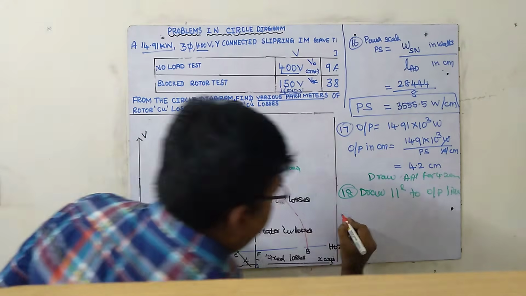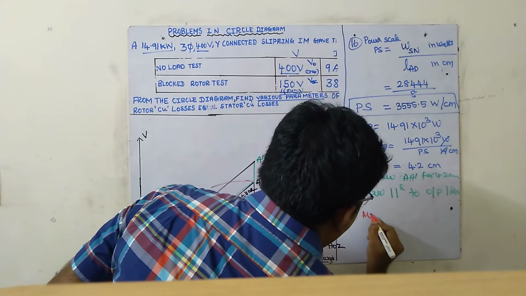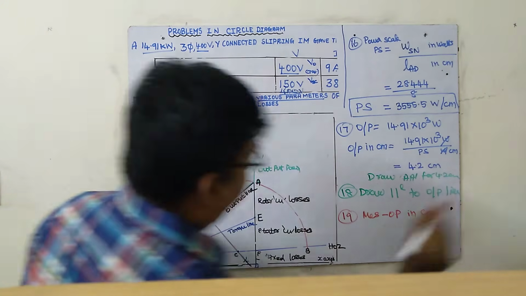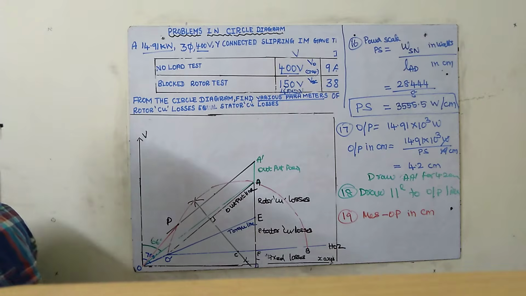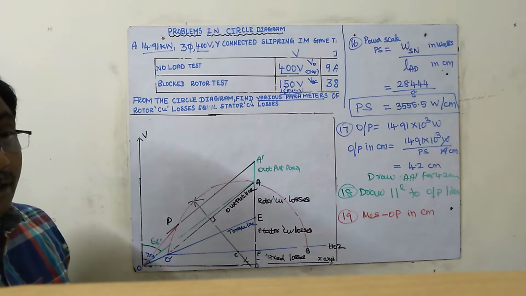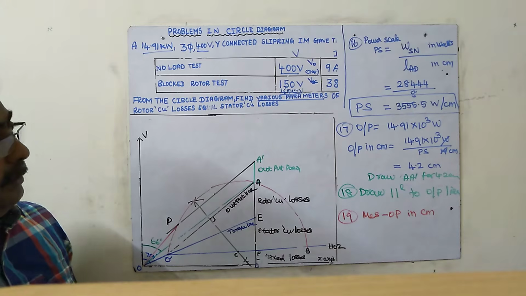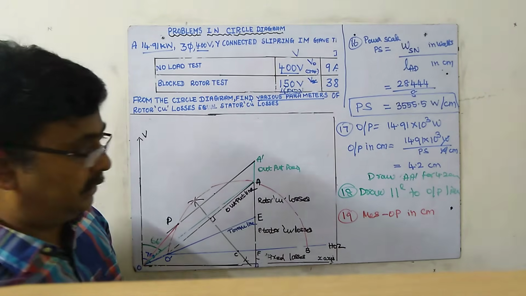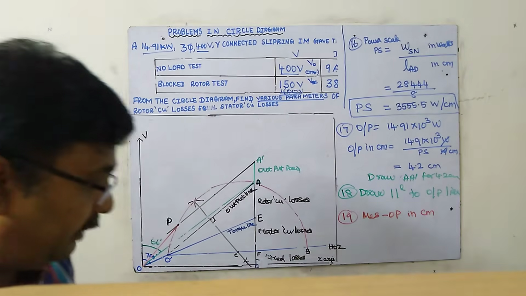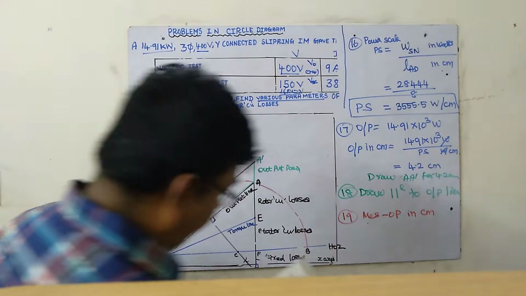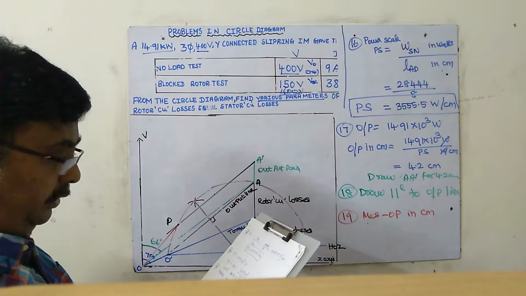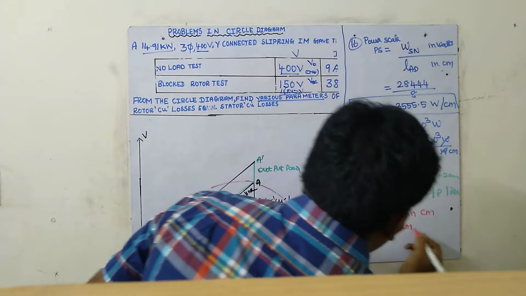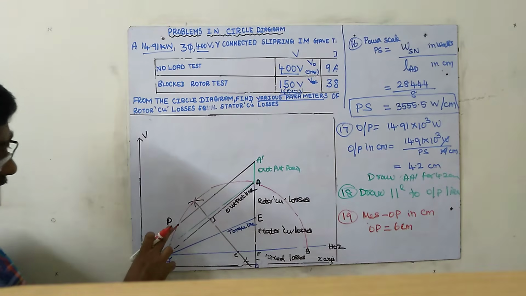19th step: measure OP in centimeters. You will get some value in centimeters. We already know the current scale from the fifth step, so convert OP using the current scale of 1 centimeter. Here I am getting OP equal to 6 centimeters. If you measure the OP value, you get 6 centimeters.